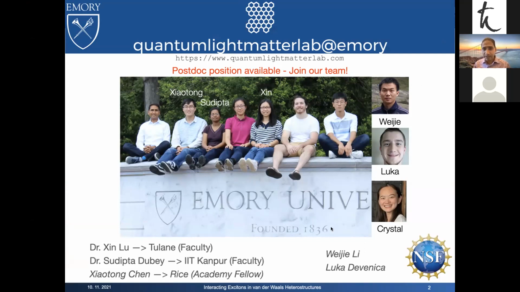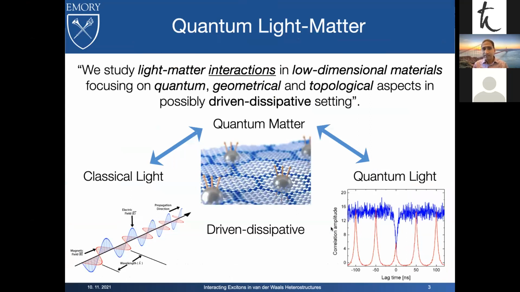In our lab, we study light-matter interactions in low-dimensional materials. The focus is typically on the quantum, quantum geometric and topological side. Everything is happening in a driven dissipative setting because we are dealing with optics. So the matter for us is always quantum. The light can be classical, or we can generate or probe with quantum light.